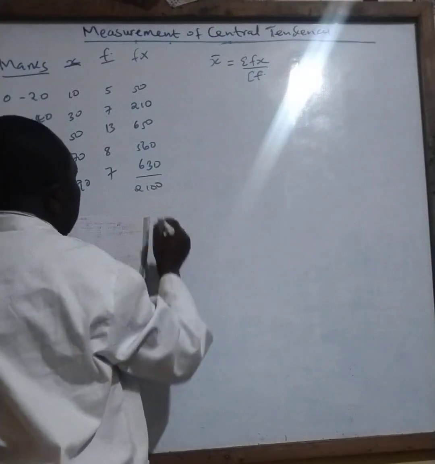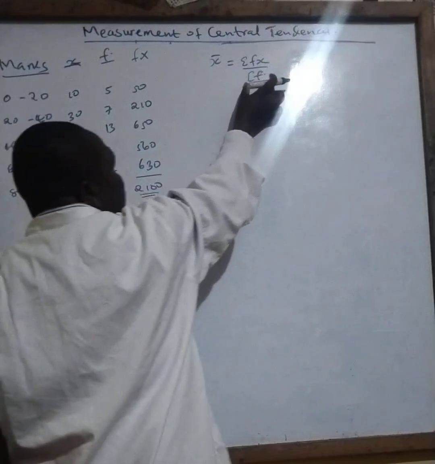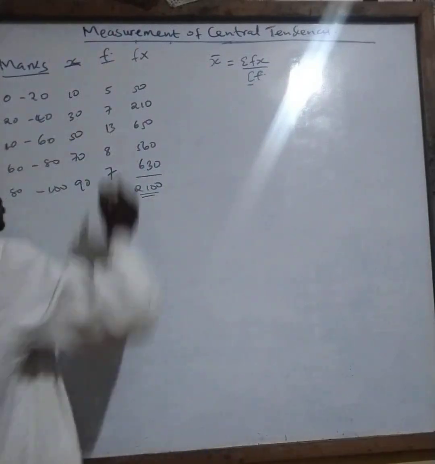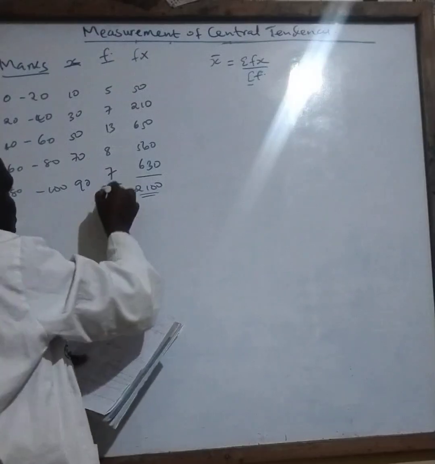2100. So all these figures will give you 2100. Then I have fx. This one is summation. So summation of x here. Your answer there is 40.